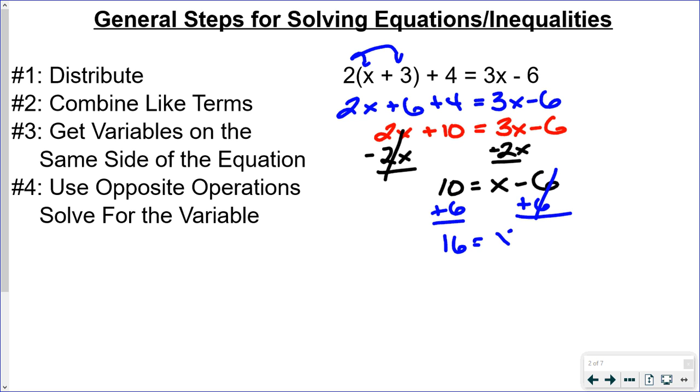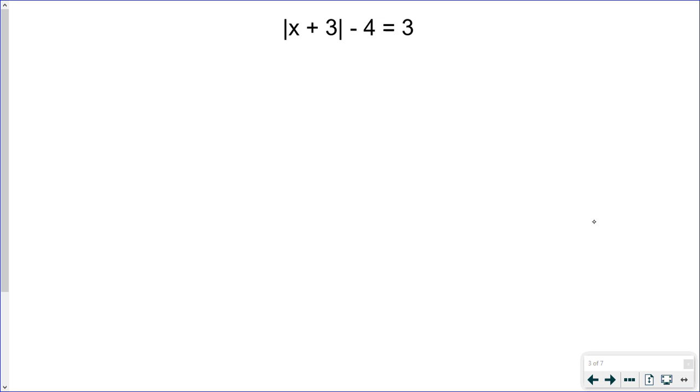16 equals x, but you should flip that around and write x equals 16. And remember, you can always check your answers when you're solving equations. Plug this in for x and see if the left side equals the right side.